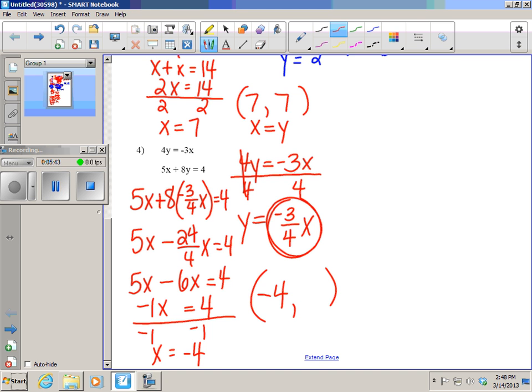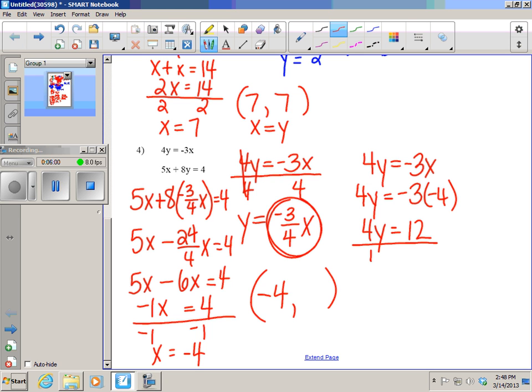So if that's the x coordinate, what's the y? Well, you can go back to the original, 4y equals negative 3x. You can put in the negative 4 for x. I get 4y is equal to positive 12. Divide both sides by 4, and the value or coordinate for y we are looking for is a positive 3. So those two equations will cross at (negative 4, positive 3). That is substitution and solving linear equations.